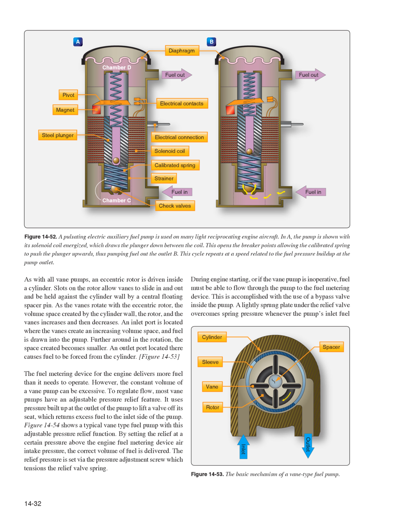By setting the relief at a certain pressure above the engine fuel metering device air intake pressure, the correct volume of fuel is delivered. The relief pressure is set via the pressure adjustment screw, which tensions the relief valve spring.